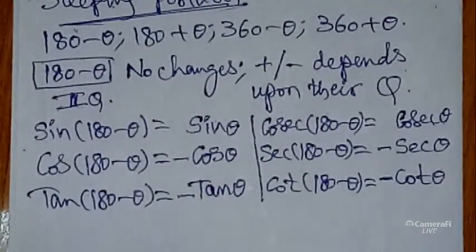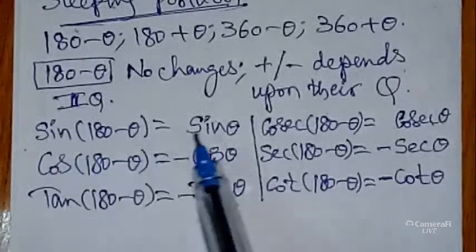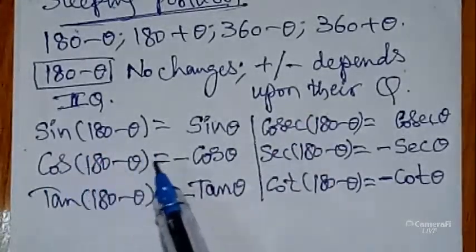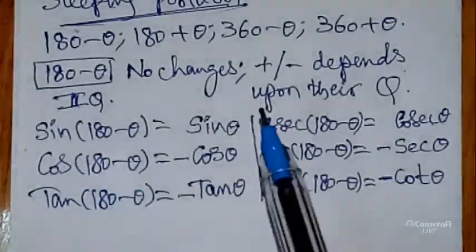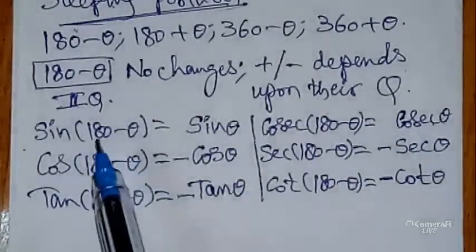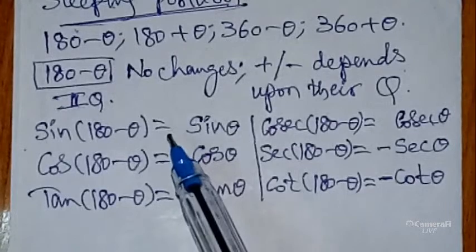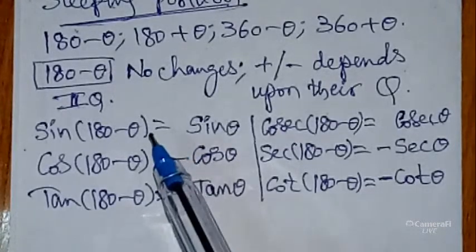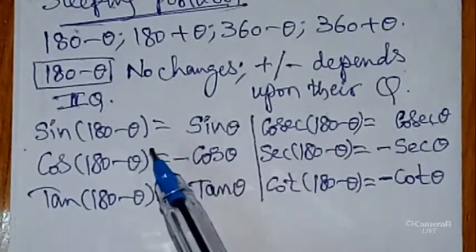So generally, in any material or any other institution's explanation, sin 180 minus theta is sin theta, cos 180 minus theta is minus cos theta, like that, directly they want to explain it to you. But in sleeping position on the bed, we are not changing our position.